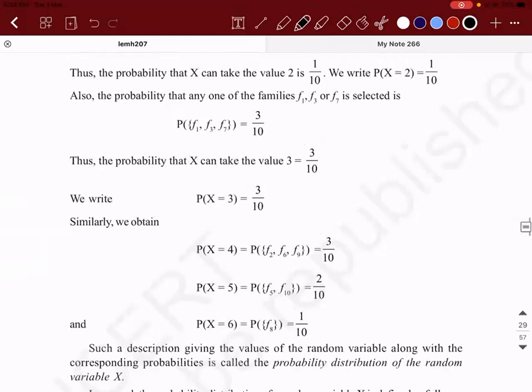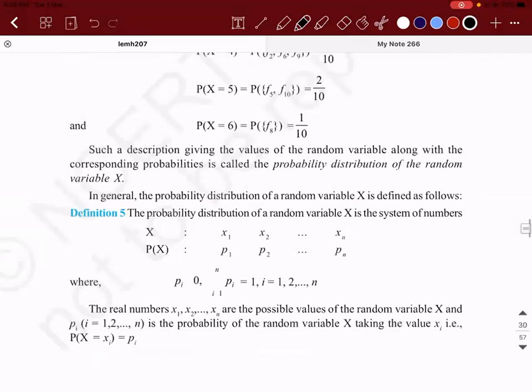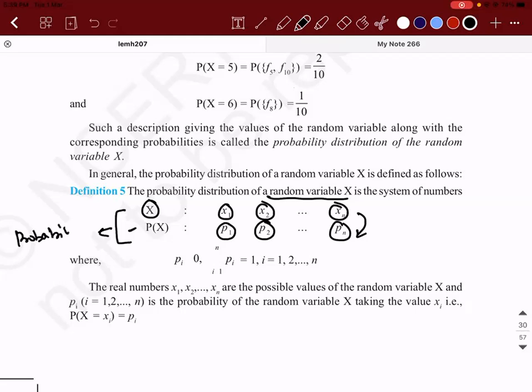Next, I'll go to the probability distribution of a random variable. It means, if you take a random variable X in the system of numbers, let's say X is equal to x1, x2, and so on till xn, we write the corresponding probability for each and put it in a table. So probability of x1 is p1, probability of x2 is p2, and it keeps going like this. Then this kind of table is what we call the probability distribution table.